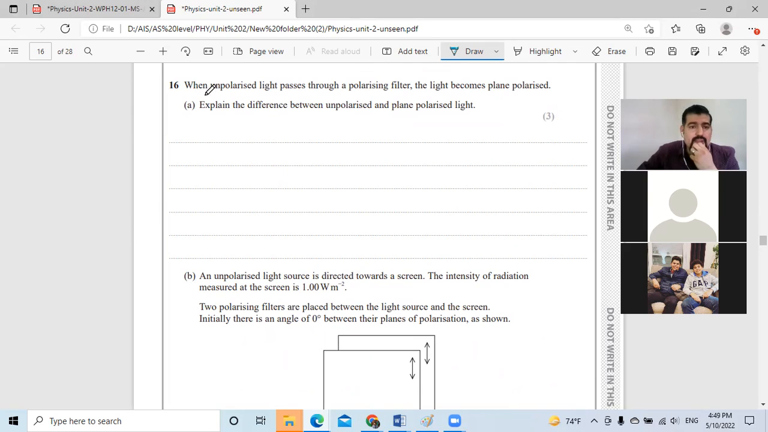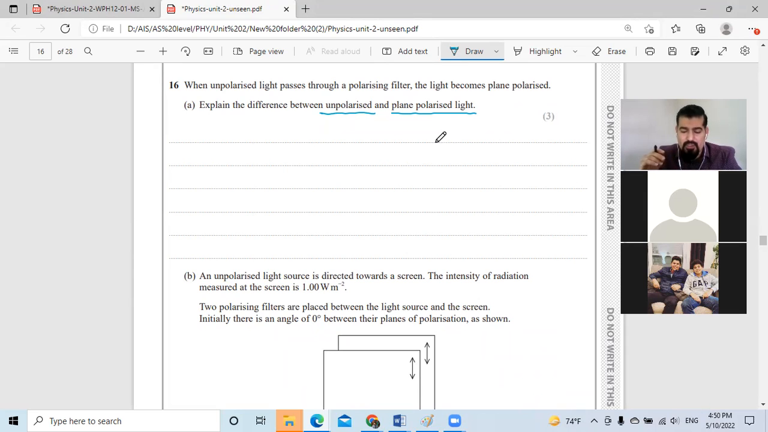Question 16. When unpolarized light passes through a polarized filter, the light becomes plane polarized. Explain the difference between unpolarized and plane polarized light. One of the answers, Hamza: the polarized light is the light that oscillates in one plane perpendicular to the direction of the wave propagation, but the unpolarized light oscillates in many planes. Thank you, Hamza. Yes, your answer is excellent.